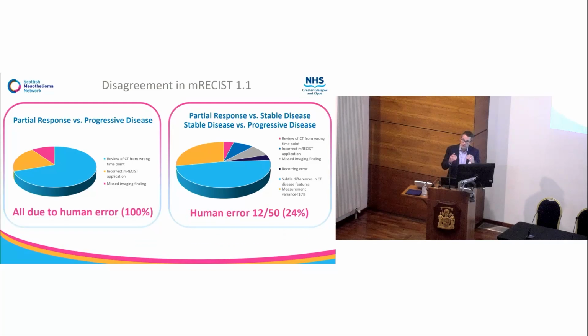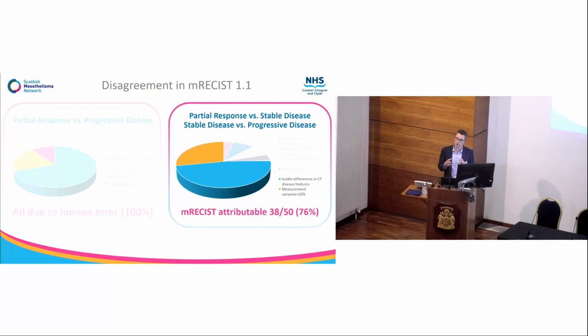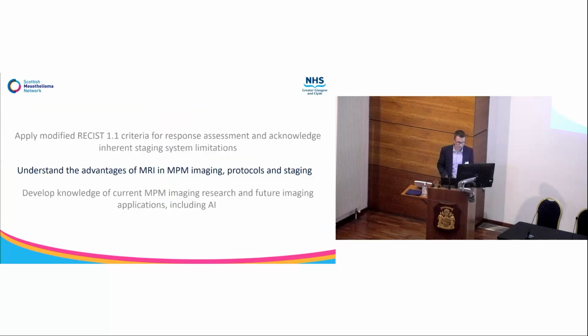The human error rate really reduces, and the vast majority of these errors become attributable simply to the design of the criteria, the MRECIST criteria themselves. Either because you've simply got very subtle disease differences in the CT scan that are difficult to quantify, or you've simply got less than 10% difference in measurements between observers, and that just crosses your threshold for the different criteria. So we've got a real challenge with that going forward, and we'll touch on this later on.